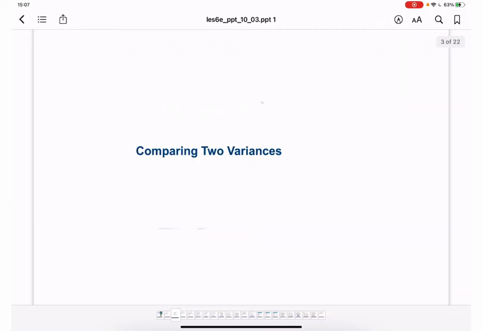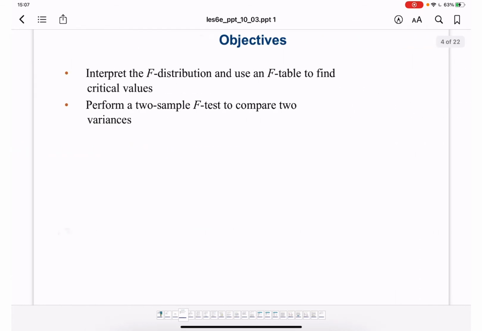In this video, we are going to learn how to compare two variances of two different samples. So we are going to interpret the F distribution, understand what the F distribution and F table mean, find the critical value, and perform a two-sample F test to compare two variances.